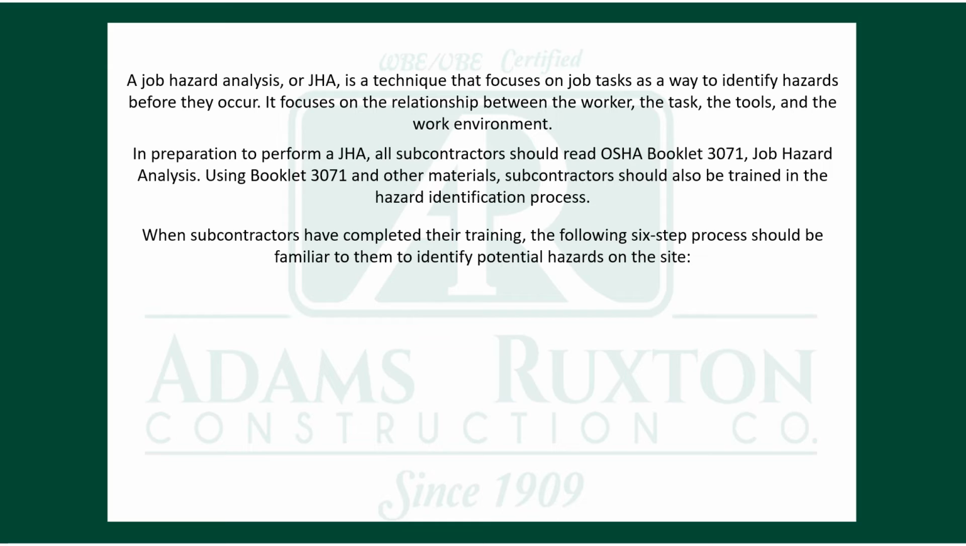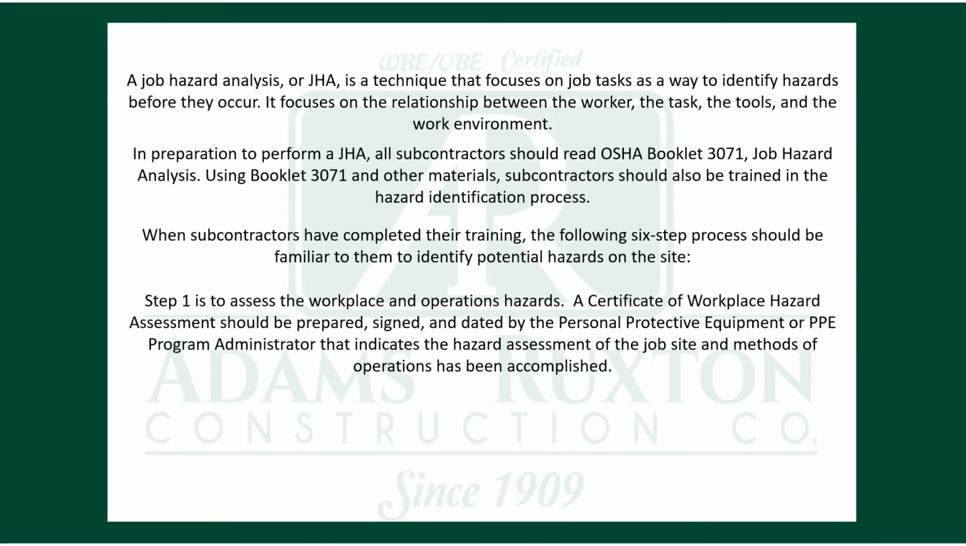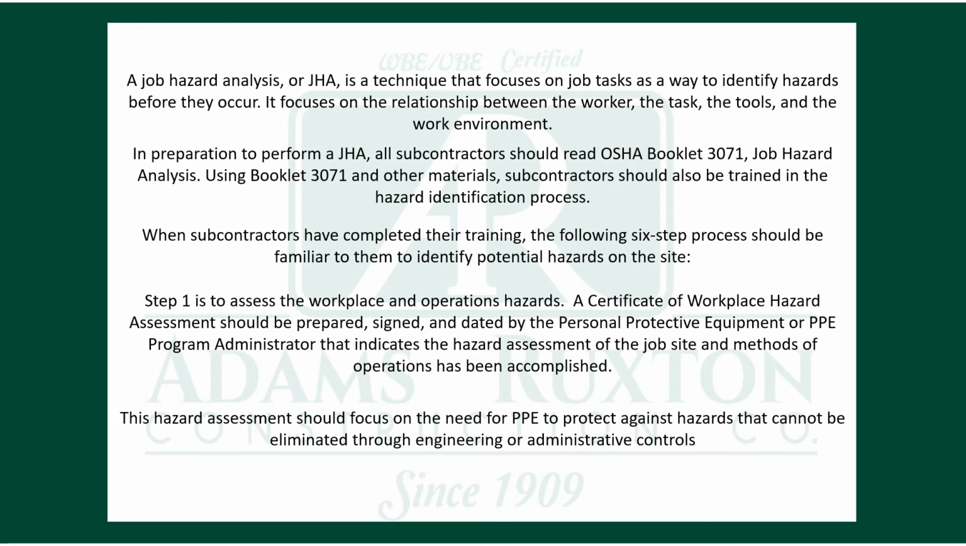When subcontractors have completed their training, the following 6-step process should be familiar to them to identify potential hazards on the site. Step 1 is to assess the workplace and operations hazards. A certificate of workplace hazard assessment should be prepared, signed, and dated by the Personal Protective Equipment or PPE program administrator that indicates a hazard assessment of the job site and methods of operations has been accomplished. This hazard assessment should focus on the need for PPE to protect against hazards that cannot be eliminated through engineering or administrative controls.